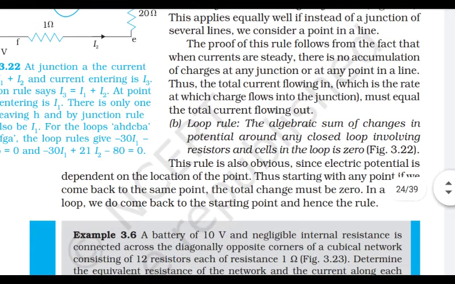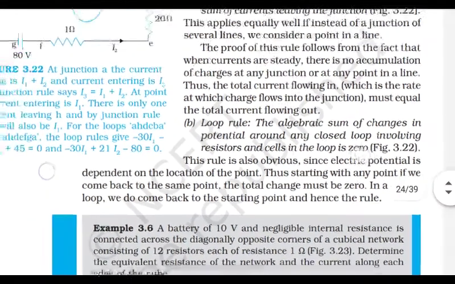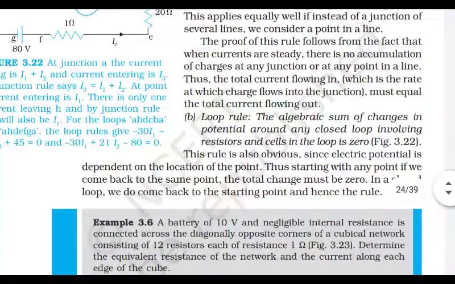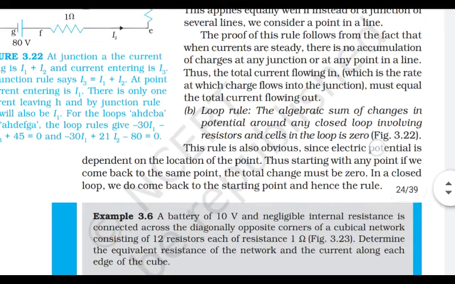Loop rule is the Kirchhoff loop rule, or Kirchhoff voltage law. Why do we call it the voltage law? So what is the statement? The algebraic sum of changes in potential around any closed loop involving resistor and cell in the loop is 0.